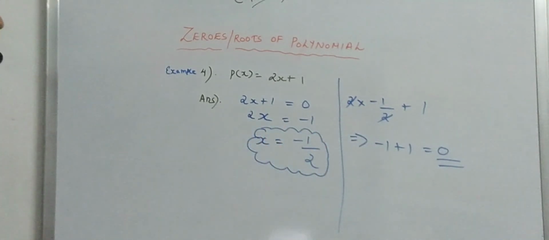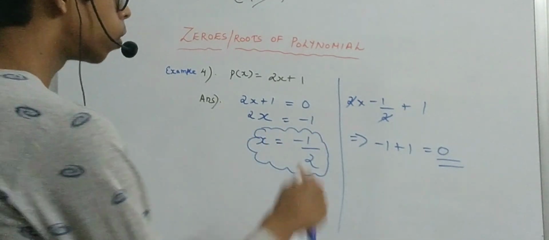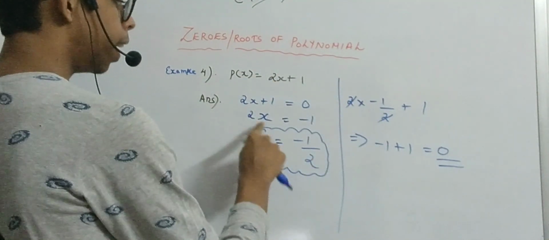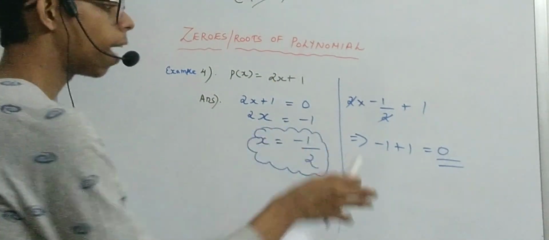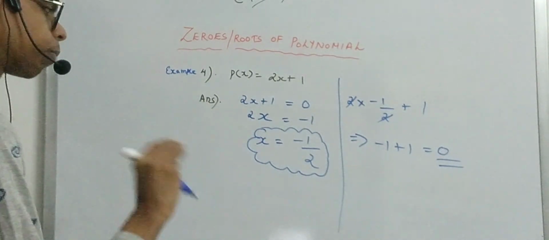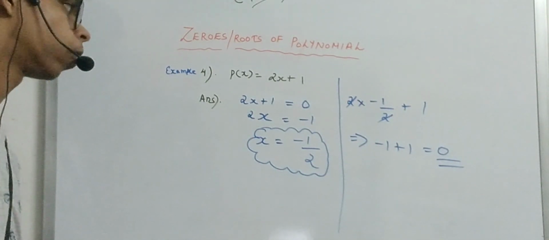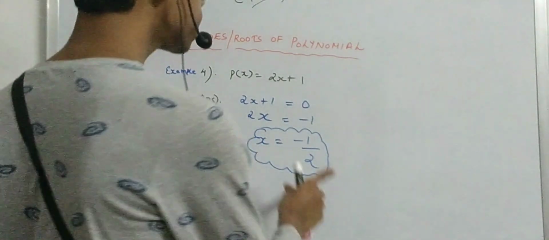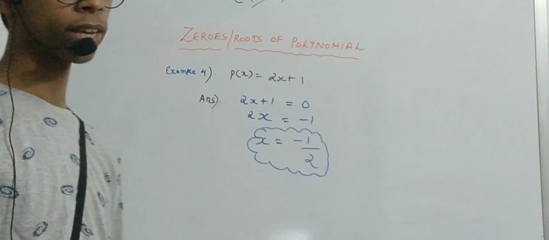Okay, so this is the way in which, whatever polynomial is given to you, just put it equal to 0, and just like how you solve a linear equation, find the value of x. That value will be the 0 of the polynomial. Okay, I hope it is clear. So this is one method to do this question.